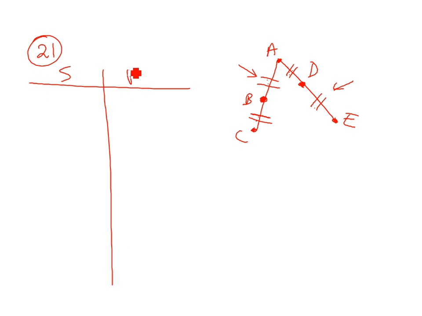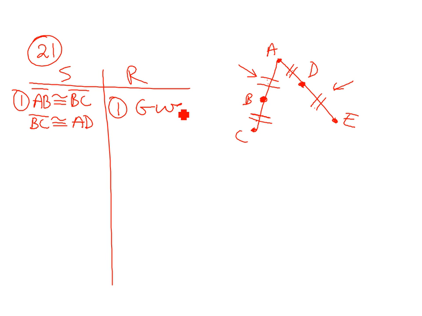Got our statements. First statement is, and again, they put both of these in one step, and that's fine. I'm going to do the same thing on this one so I don't mess anybody up. Segment AB is congruent to segment BC, and segment BC is congruent to segment AD, and we knew that because it was given to us.